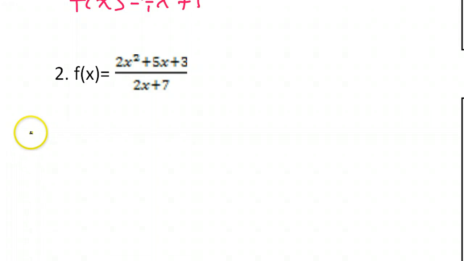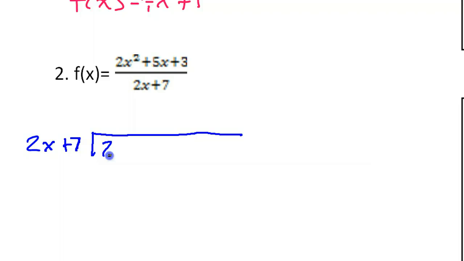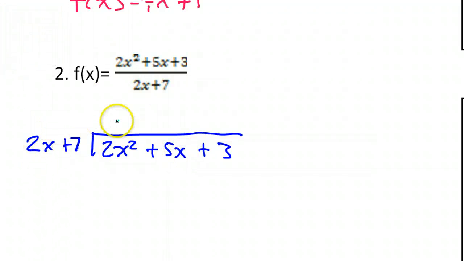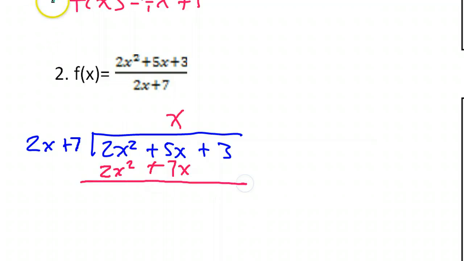So we will do 2x plus 7 divided into 2x squared plus 5x plus 3. And we ask ourselves, 2x times what is 2x squared? That's x. Take that and distribute. x times 2x is 2x squared. x times 7 is 7x. To subtract, we change the signs.